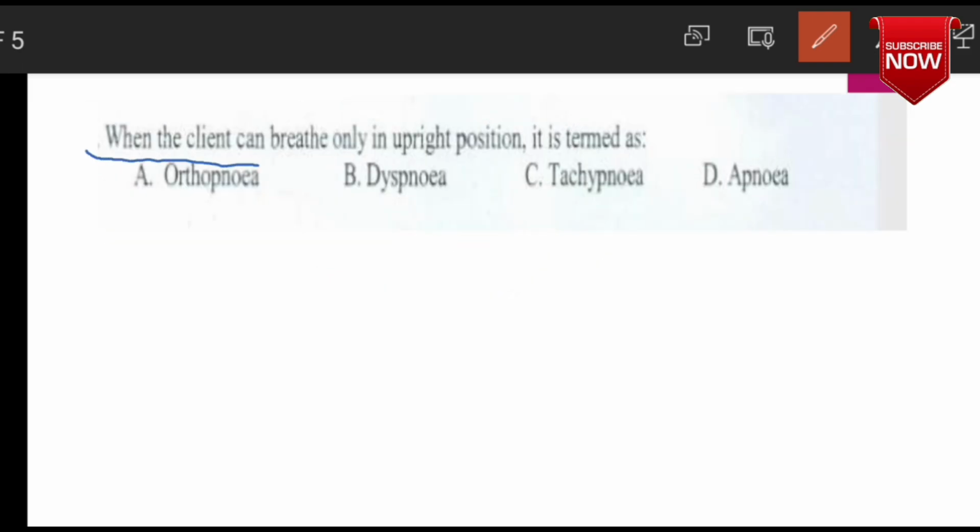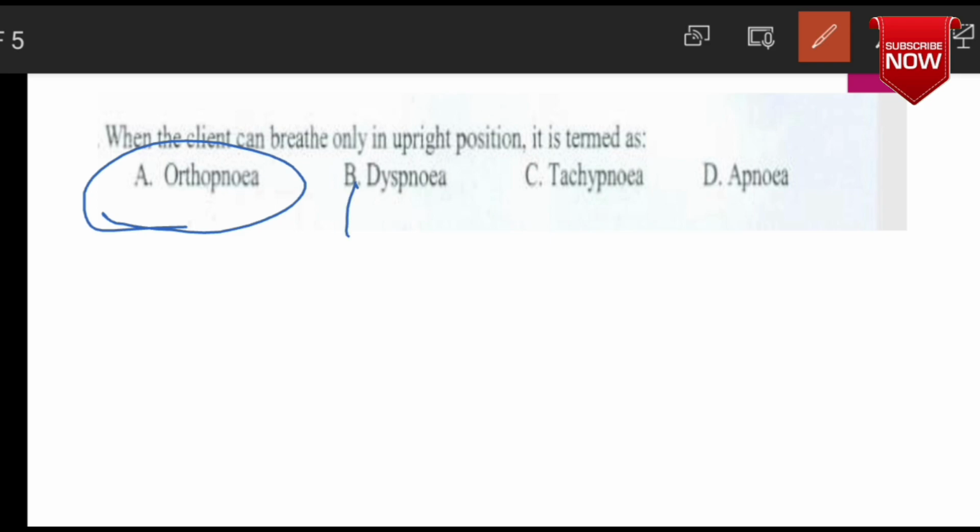Question. When the client can breathe only in upright position, it is termed as option A, orthopnea, option B, dyspnea, option C, tachypnea, option D, apnea. The correct answer is orthopnea. Orthopnea is the condition, the shortness of breath that occurs when patient is lying flat. So the patient has to sleep in propped up position in bed.